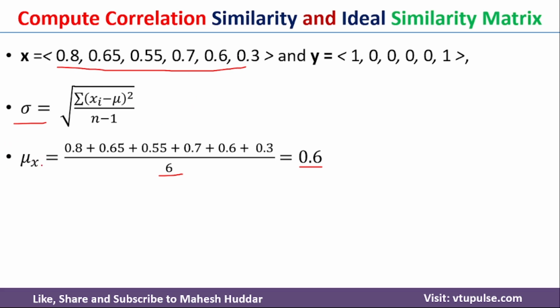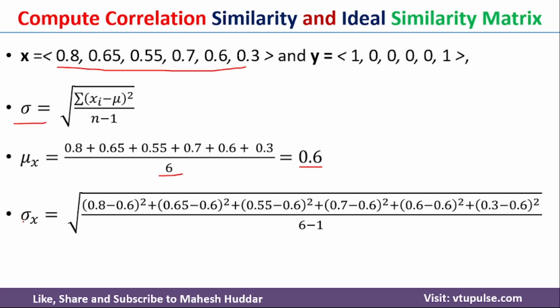Now once you know the mean with respect to x, the standard deviation with respect to x is equivalent to the square root of (xi minus mu) squared. So xi is 0.8 here, minus 0.6 squared, plus the second one, 0.65 minus 0.6 squared, and so on, divided by n minus 1. So n is how much? 6 here, so 6 minus 1 in this case. Once you solve this equation, you will get the standard deviation with respect to x as 0.1703 here.